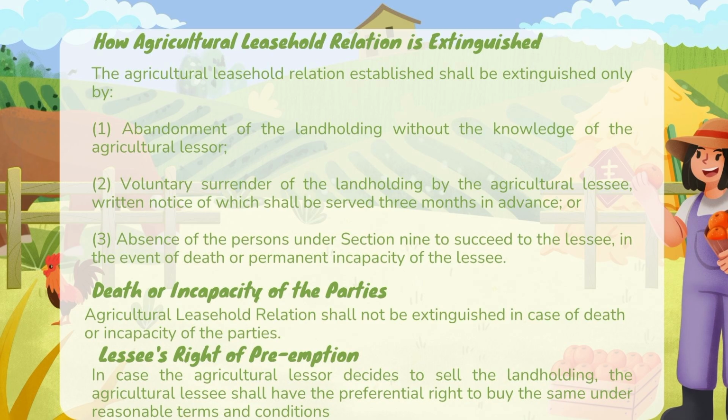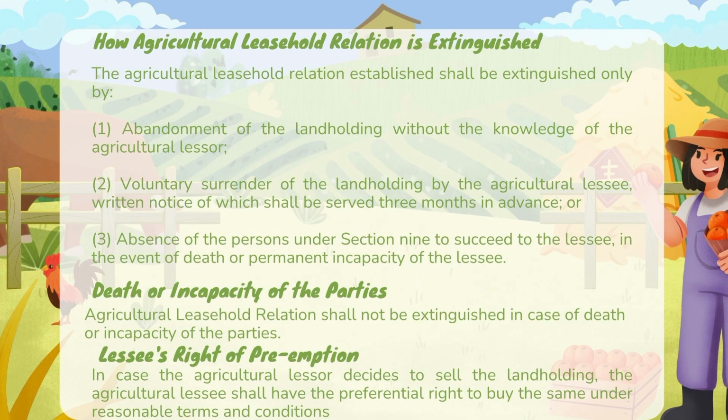The death or incapacity of the parties. Agricultural leasehold relation shall not be extinguished in case of death or incapacity of the parties. It means the agricultural leasehold relation is not automatically ended if the farmer dies or becomes incapacitated. Lessee's right of preemption.